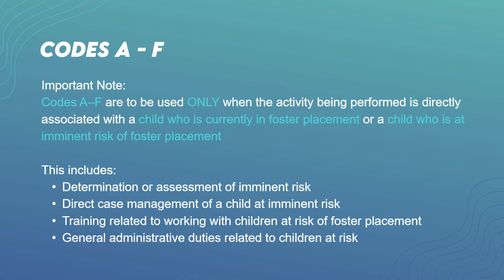Before we go into each of the codes, it's important to remember that codes A through F are specifically tied to children who are either in foster care or at imminent risk of foster care placement. This includes activities like assessing risk, providing case management, completing administrative work related to those children, or even attending training focused on working with at-risk youth. If your activity doesn't relate to one of these situations, then you'll want to select a different code outside of this range.